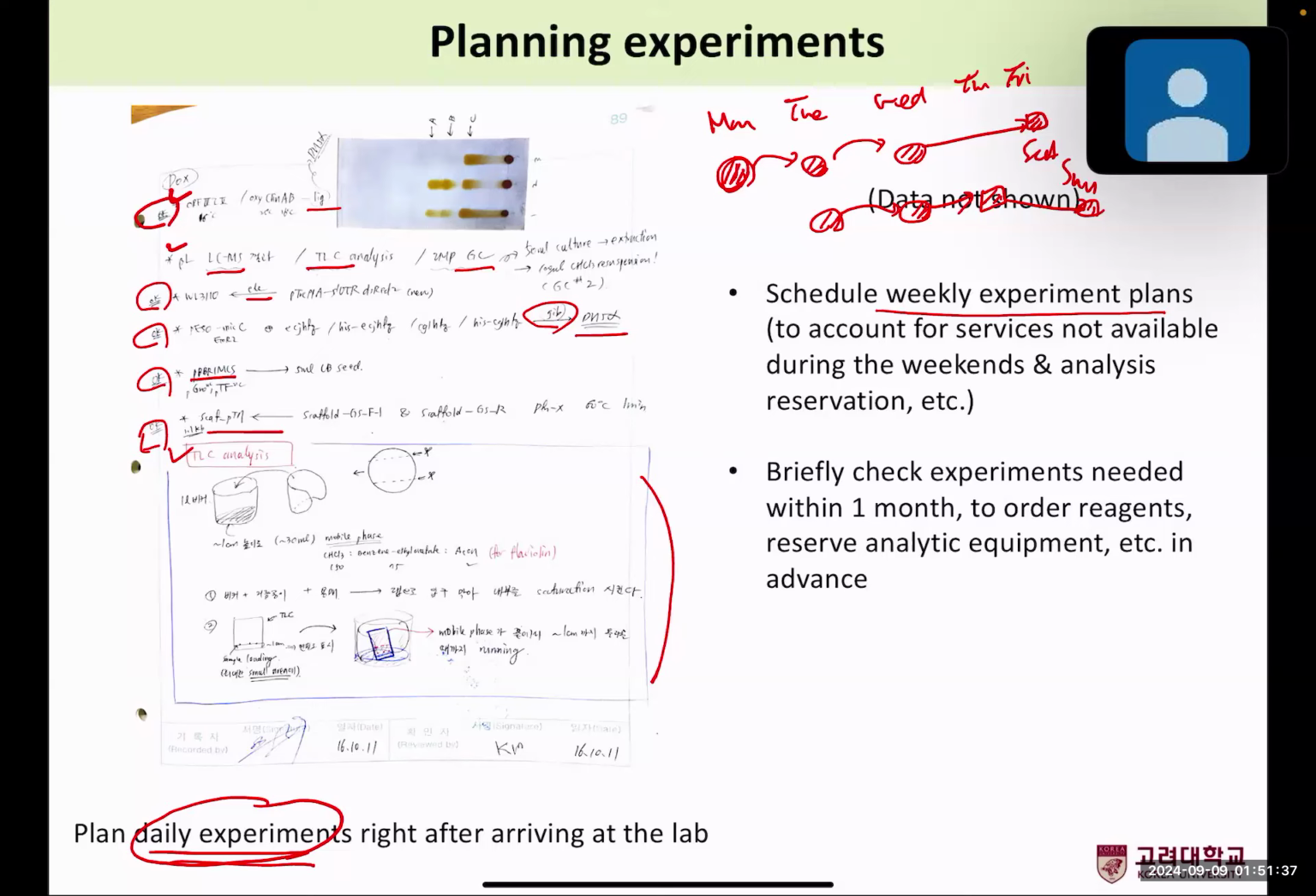Okay, and then you also need to briefly check experiment plans within 1 month because, for example, you need to order reagents. That takes a lot of time, or reserve analytic equipment in advance, and so on and so on.